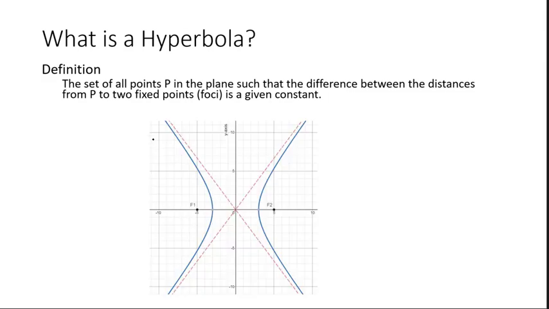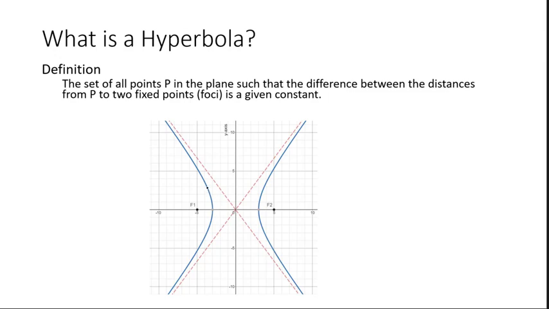All right, so we see the blue curves right here. It's opening in two different directions, to the left and the right. That is called a hyperbola. It's got two parts to it. And if you take any point on the hyperbola and look at the distance of that point from each of the foci, if you subtract those distances, it will always be the same number.